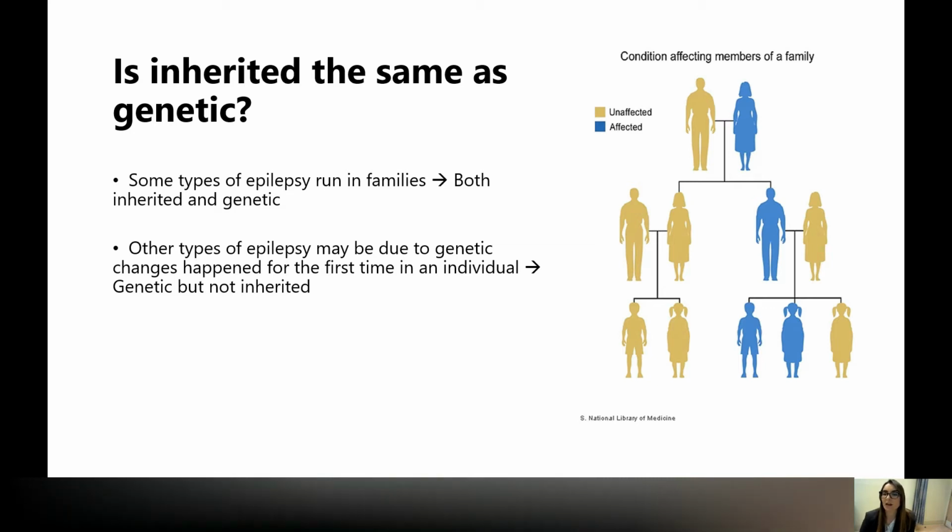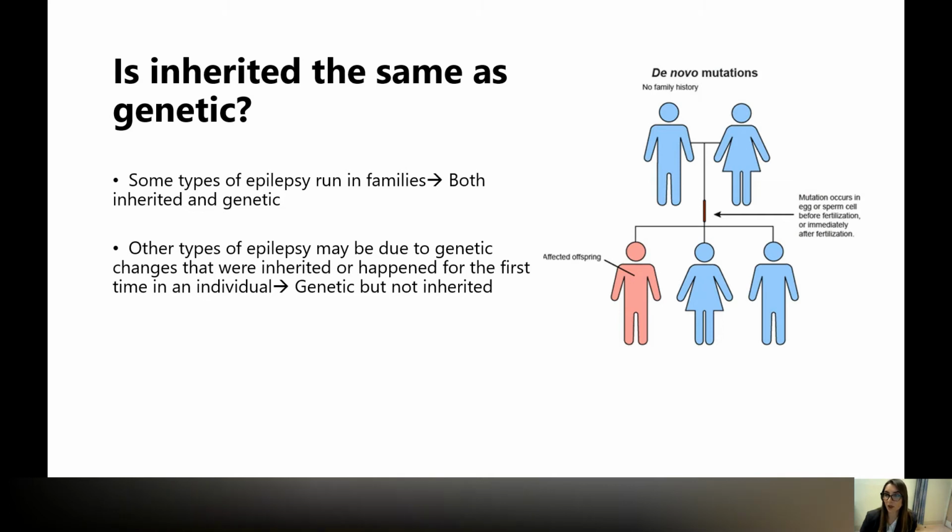So this next figure shows a type of epilepsy that is inherited. So you see the people in blue, they are the ones affected by the epilepsy. And you see that it runs in the family. So that's an epilepsy we consider inherited and also genetic. Next one, please.